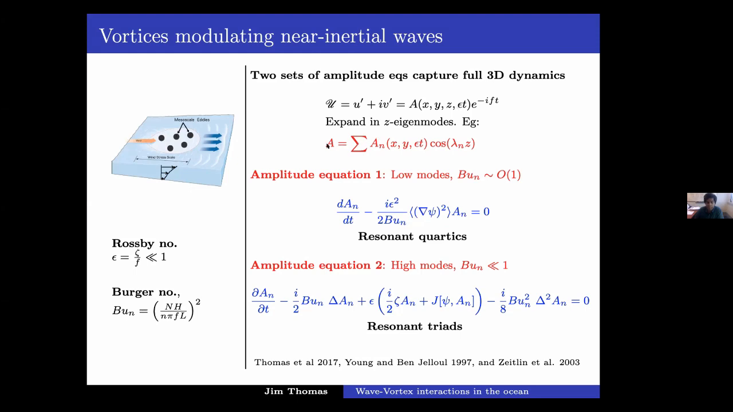And by projecting this on vertical modes, so these are Fourier modes in the vertical direction, we get a set of amplitude equations for low vertical Fourier modes and high vertical Fourier modes. So these are Schrodinger-like amplitude equations. You get equations that look just like the Schrodinger's equation in quantum mechanics, and each term in these equations has physical significance. So this is the dispersive term, so the wave dispersion is captured by this term.